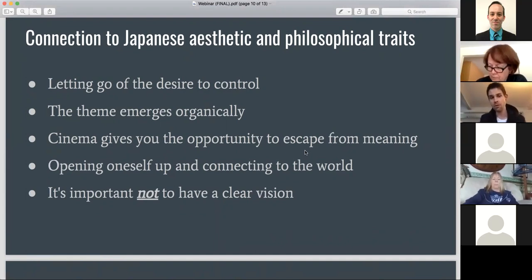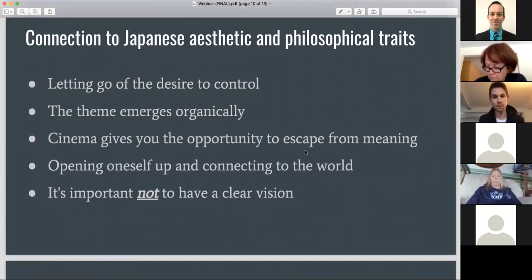Also, the theme emerges more organically. Rather than deciding the theme of the film, the story, and the message you want to get across to your audience, and then producing the film according to those guidelines you've set for yourself, the theme emerges more organically. And that goes back to what I was saying before about the reason why we make films: because we don't know exactly what we want to say, right? We figure it out as we go along and we learn from the process.